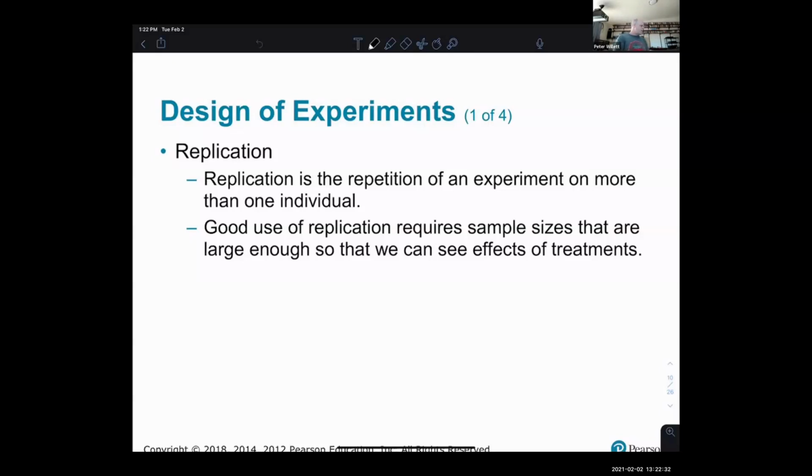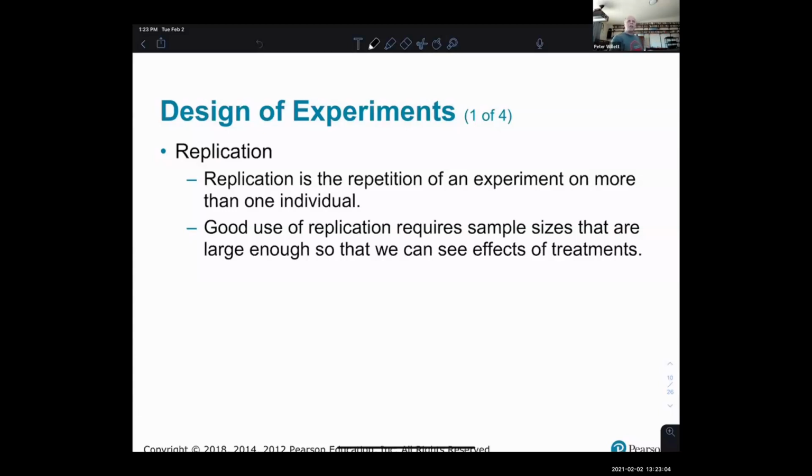Replication is the repetition of an experiment on more than one individual. So you've probably heard before about an anecdote, which is just one particular thing that was observed. Usually we don't want to just look at one instance of something. We'd like to be able to repeat experiments. I'm not going to give pain medication to one person and see if it worked. Instead, I want to repeat that same exact treatment over more than one individual.